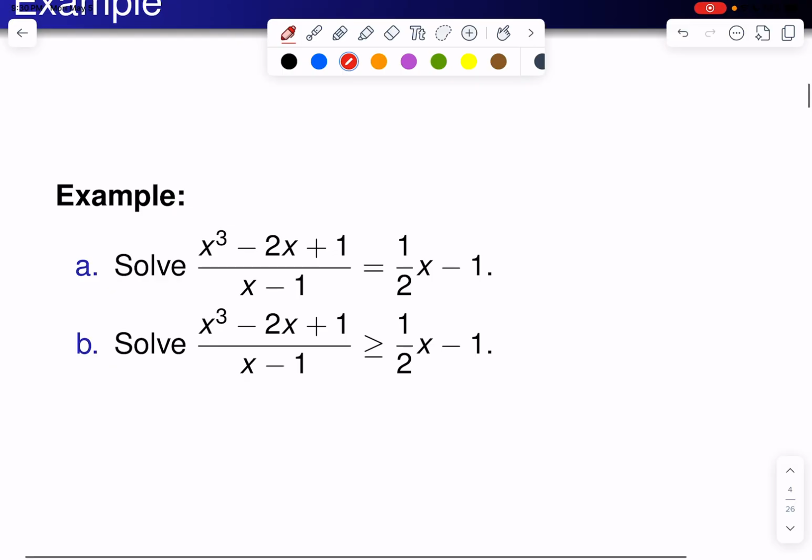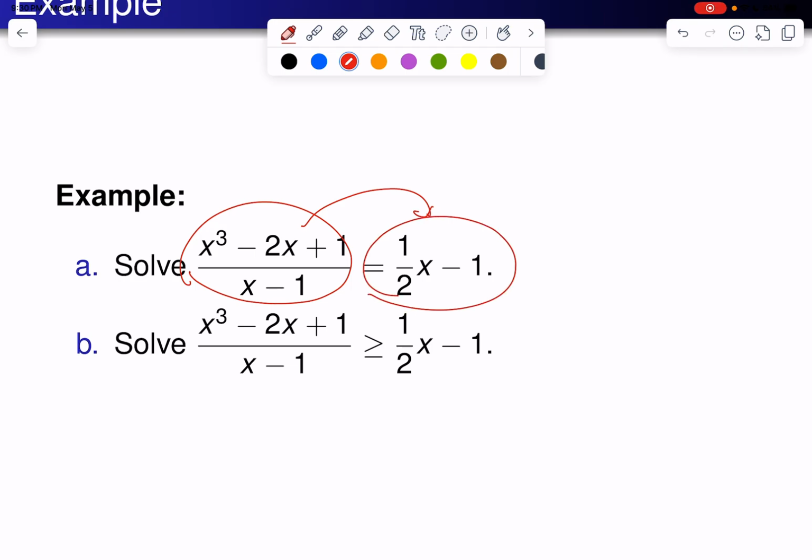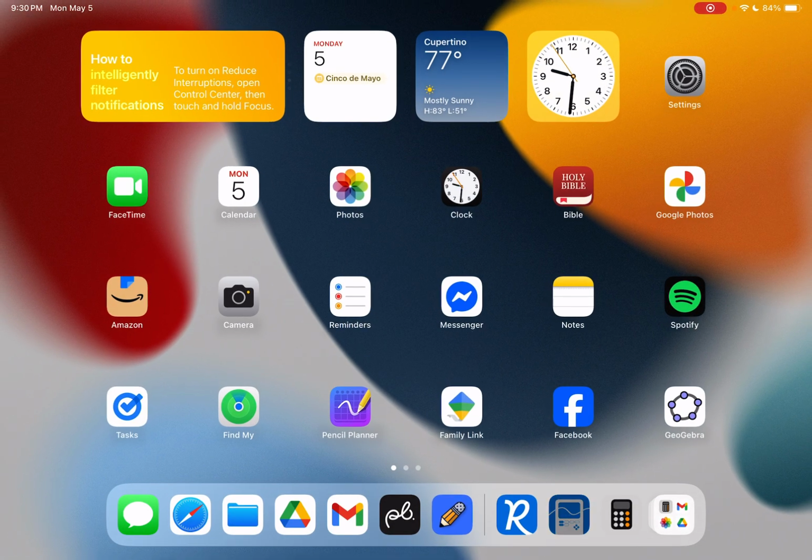If you're doing a rational equation, you're trying to figure out where this graph actually equals this graph. On part B, you're trying to figure out where this graph is greater than this graph. So I'm going to take this, plug it into the calculator, so I'm going to split my screen again. So let's go back to the calculator.